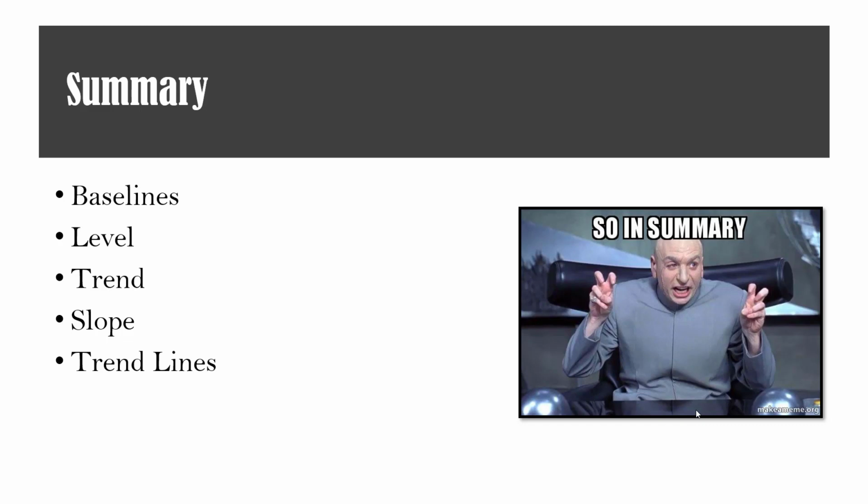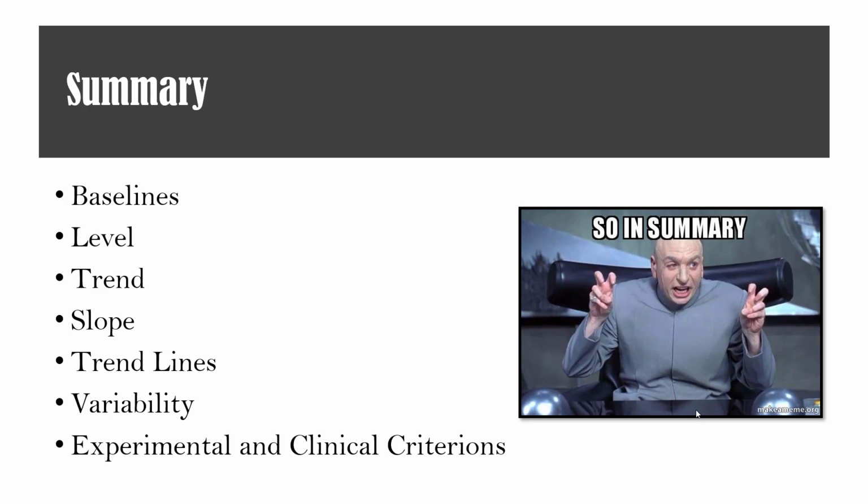And then we talked about how to draw our trend lines. You can freehand it, or you can use some other more advanced methods. And then we talked about variability in our data. So if there's less variability, easier to analyze, you get a more accurate conclusion as to whether your intervention was effective or not. If you have lots of variability, it can be a little bit harder to tell whether your intervention was effective, and it can be harder to draw those level lines and those trend lines. And then finally, we talked about our experimental and clinical criterions.